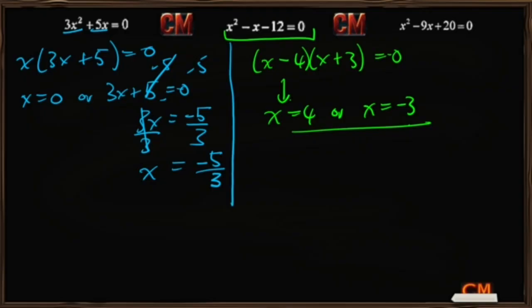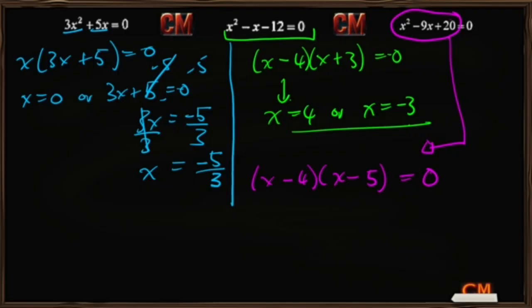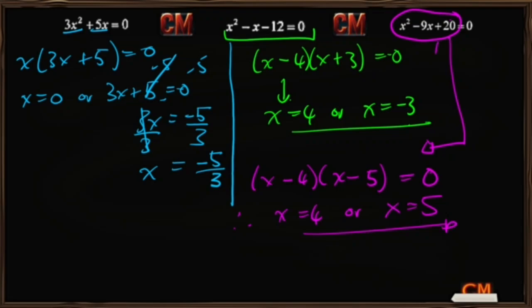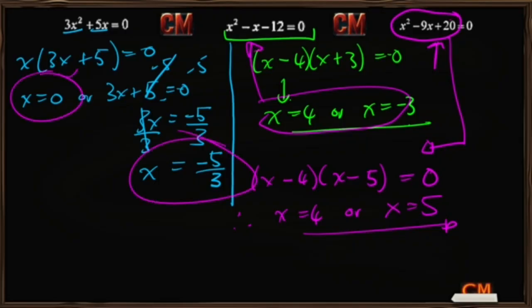And then finally, if we factorize correctly, that will give us x values of 4 or 5 to make this equation true. These are the distinct solutions for the equation.